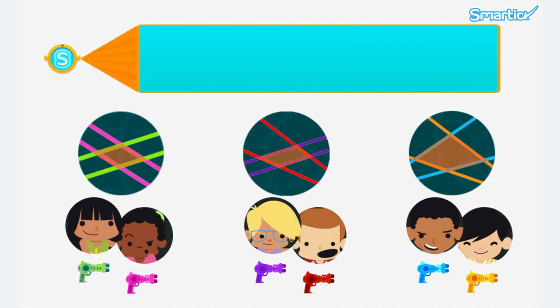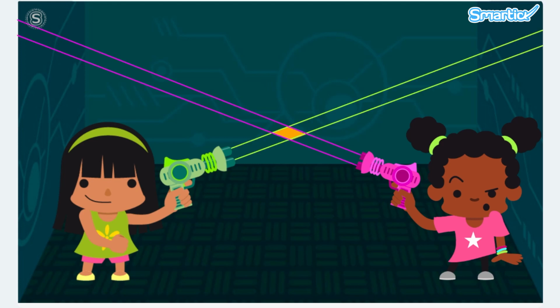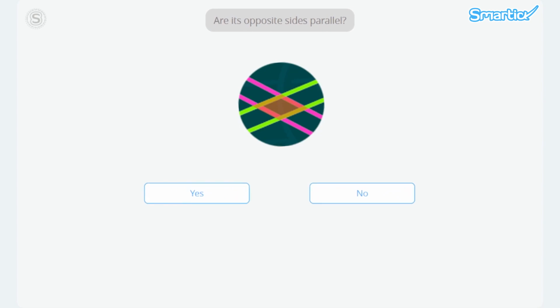Look what happens when one laser crosses another. They make closed shapes that always have 4 straight sides. Closed shapes that have 4 straight sides are called quadrilaterals. We're going to look at the shape that's formed by the rays from Amy and Zoe's laser pointers. Are its opposite sides parallel?